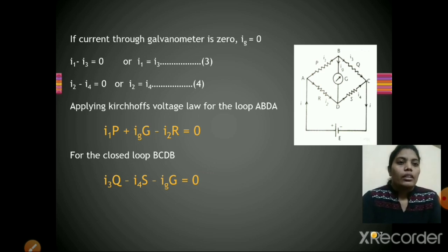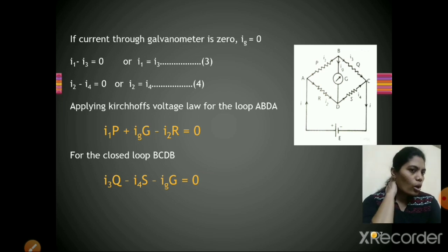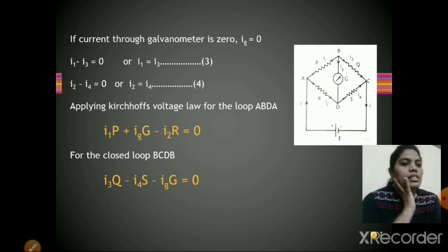Now when you are going to consider the currents, if the currents are also in the direction of the loop, then the potential difference is taken as positive, and if the current is not in the direction of the loop, then the potential differences are taken as negative. Now by using this sign convention, we got an equation: I1 into P plus IG into G minus I2 into R is equal to 0. That is at the loop ABDA.